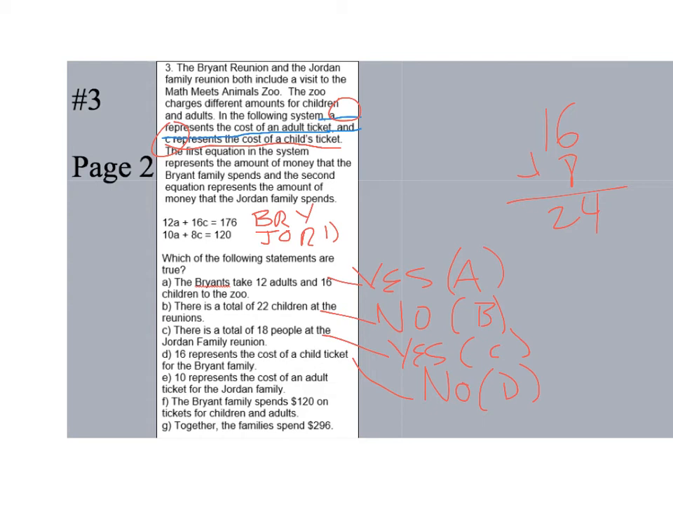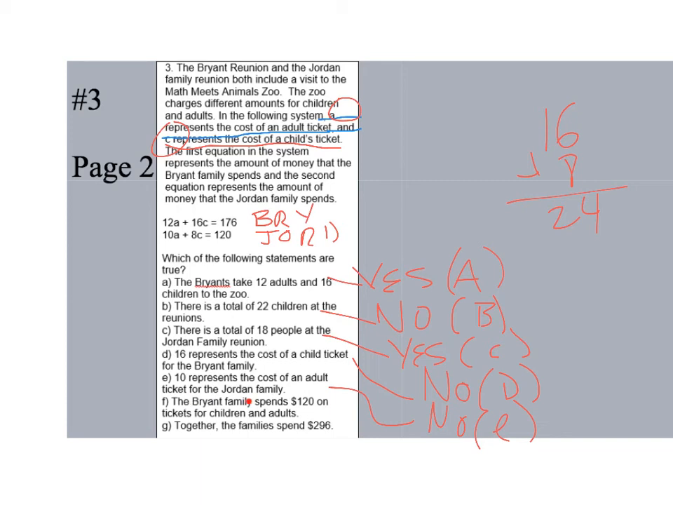All right, next on to E. 10 represents the cost of an adult ticket for the Jordan family. So looking at the Jordan family, 10 represents the cost of an adult. Okay, well this one's almost like the exact same question. 10 is the number of adults. That has nothing to do with the cost of the adults, so that's another no for choice E.